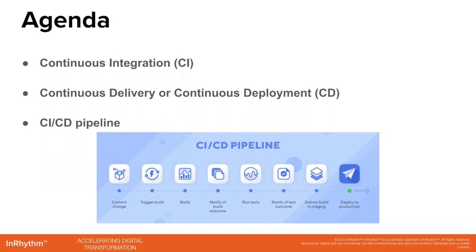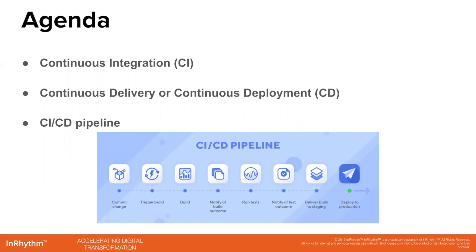CD stands for continuous delivery or continuous deployment. It's a software release process to get changes of all types, including new changes, configuration changes, bug fixes, experiments, into production safely and quickly in a sustainable way. Once you have CI and CD in place, the deployable unit path is called a CI/CD pipeline. You can see an example pipeline here.